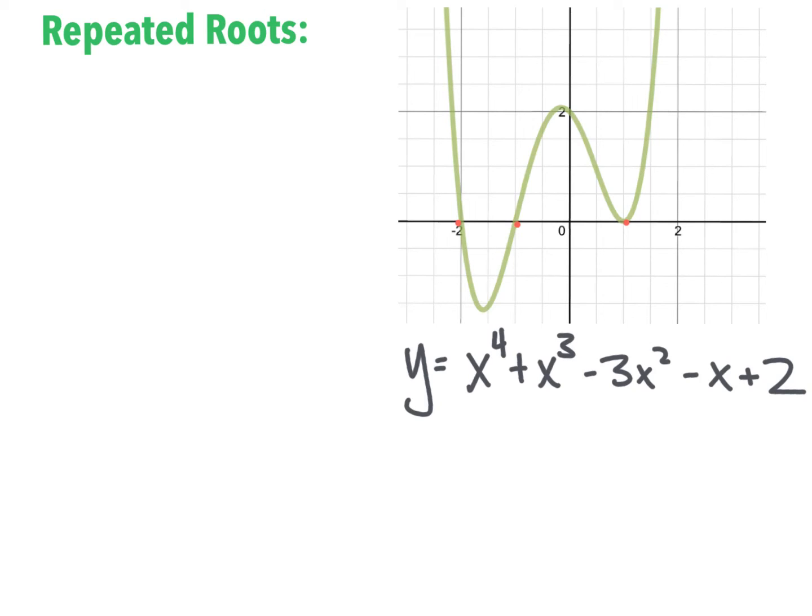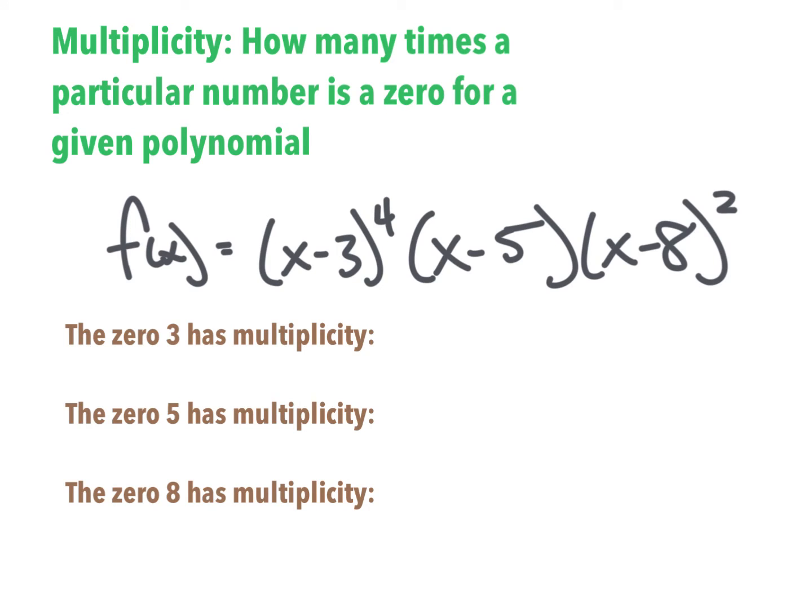Well, I'll tell you. You see, repeated roots, that's not mathematical enough. Let's call it something different. Let's call it multiplicity, which is how many times a particular number is a 0 for a given polynomial. So you see here, f of x equals (x minus 3) to the 4th times (x minus 5) times (x minus 8) squared. Now you may be thinking this polynomial looks a little bit different than the polynomials that we've seen before, where it's something plus something minus something. This is because this has already been reduced down to its factors. Okay, it's been factored. x minus 3 is a factor, making x equals 3 a 0.